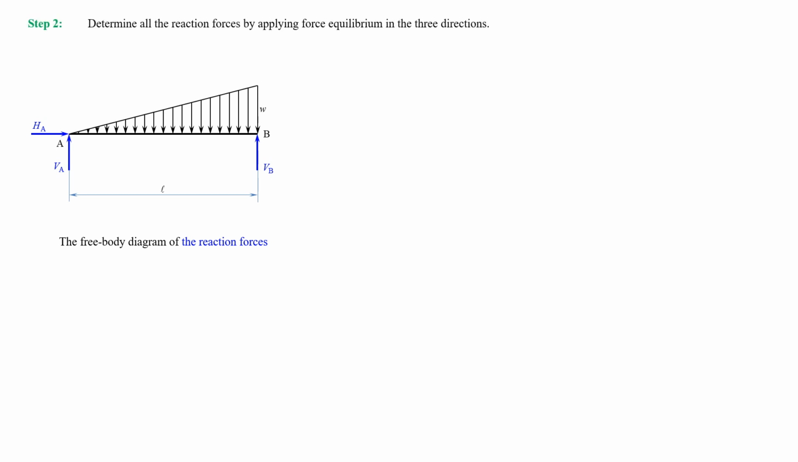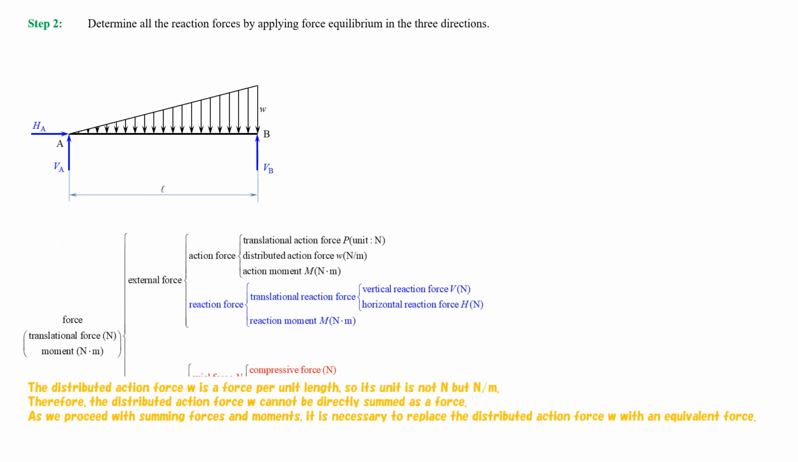Step 2. Determine all the reaction forces by applying force equilibrium in the 3 directions. The distributed action force W is a force per unit length, so its unit is not Newton, but Newton per meter. Therefore, the distributed action force W cannot be directly summed as a force. As we proceed with summing forces and moments, it is necessary to replace the distributed action force W with an equivalent force.